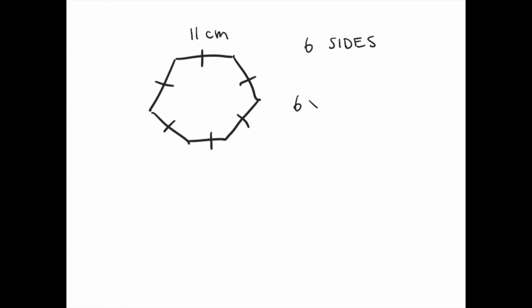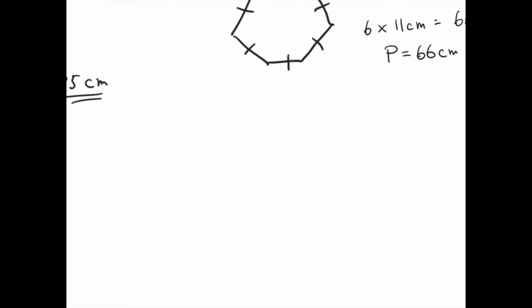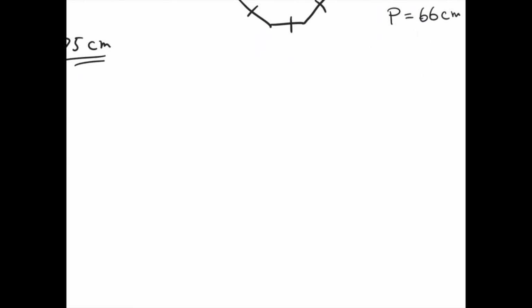So we know that our rule is going to be 6 sides times 11 centimeters. You could probably do that one in your head. 6 times 11 is 66 centimeters. So our perimeter equals 66 centimeters. And again, that would follow for any polygon that you could draw.